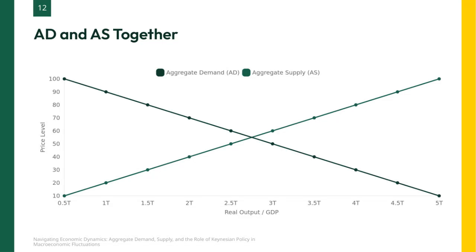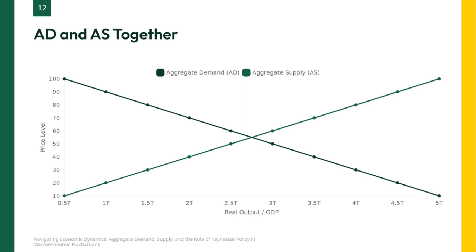Here we have a line chart showing the relationship between aggregate demand and aggregate supply across different levels of real output or GDP. On the horizontal axis, we measure real output, starting from 0.5 trillion up to 5 trillion. On the vertical axis, we track the price level. As you can see, the aggregate demand curve slopes downward, meaning that as the price level falls, the quantity of goods and services demanded increases. For example, at a price level of 100, demand is only at 0.5 trillion, but it rises as prices drop.